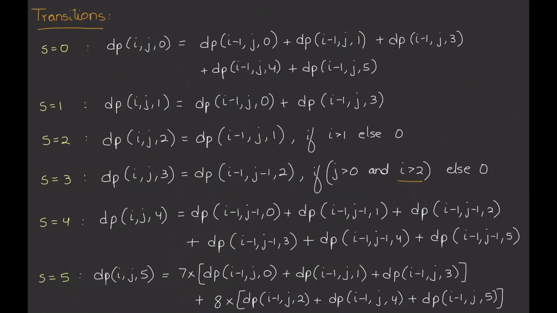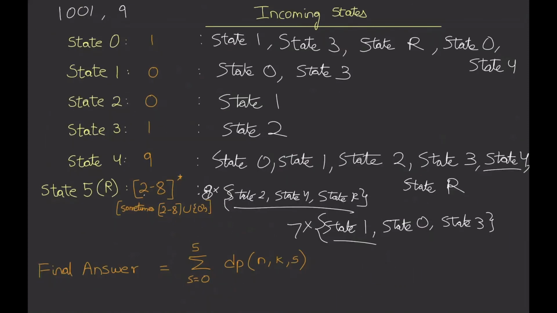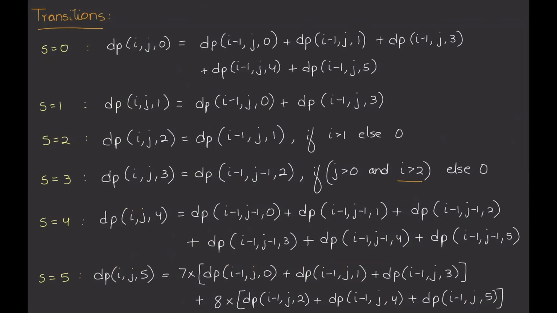Now let us see the transitions. The transitions are very simple to define after constructing the state table. So the transition goes like this. Let us say I want to compute dp[i][j][0], that is, I'm at state s equal to 0.